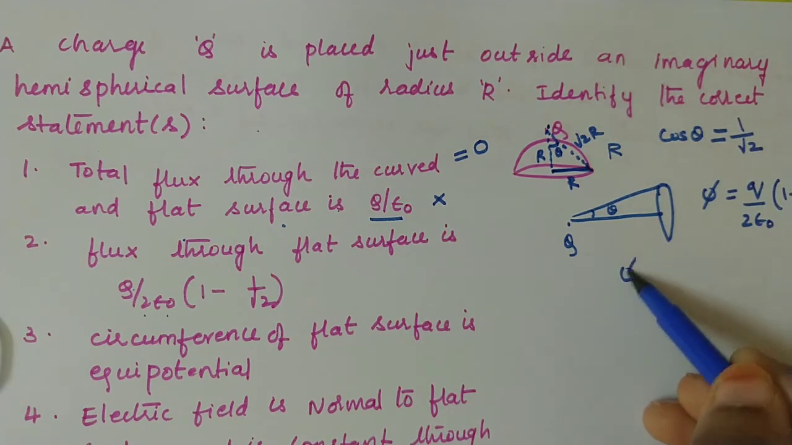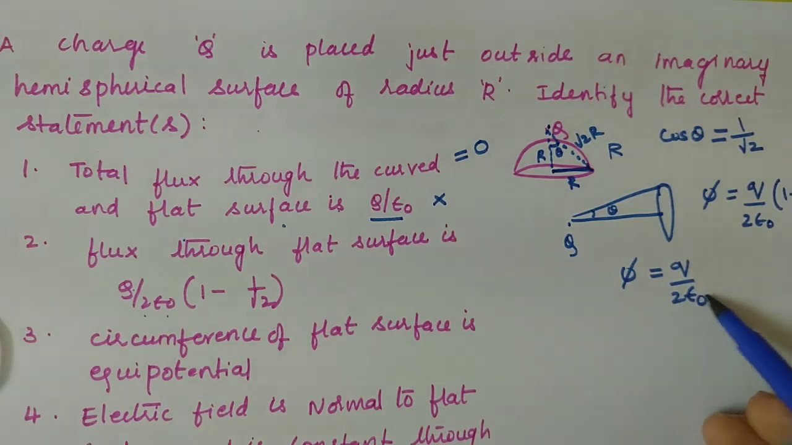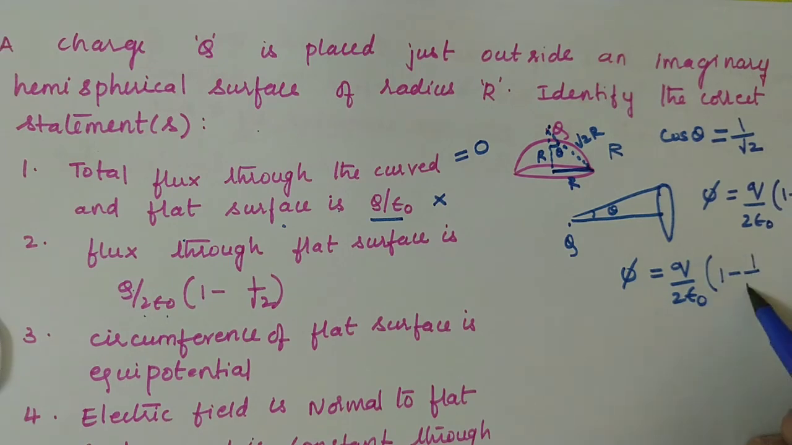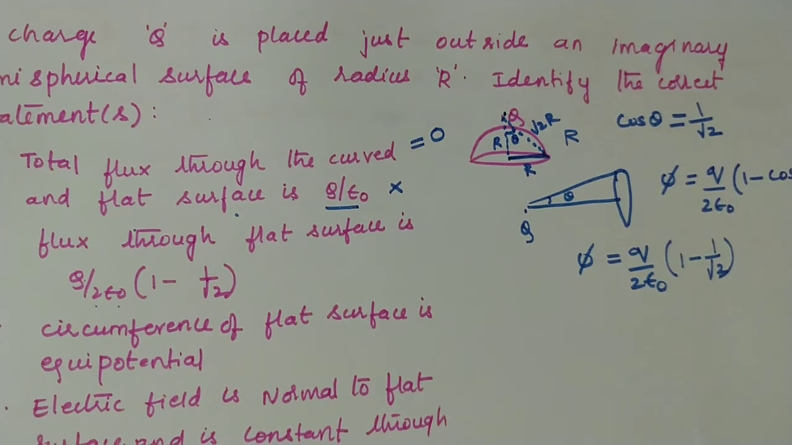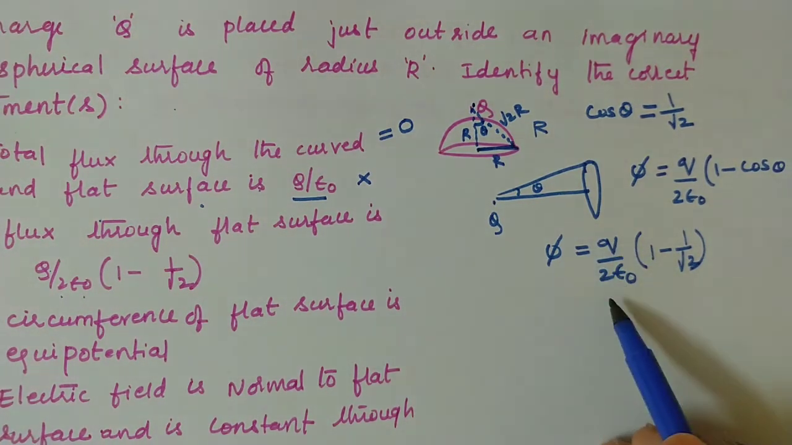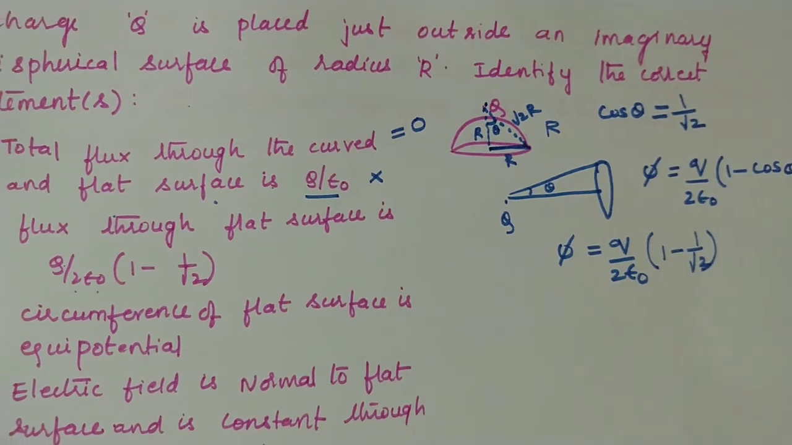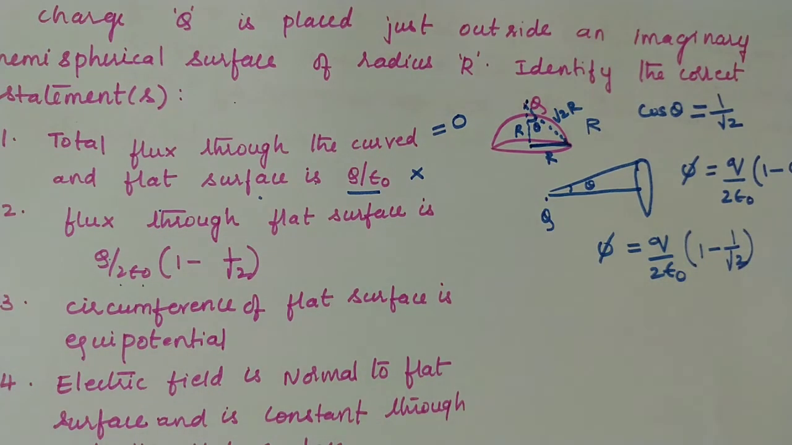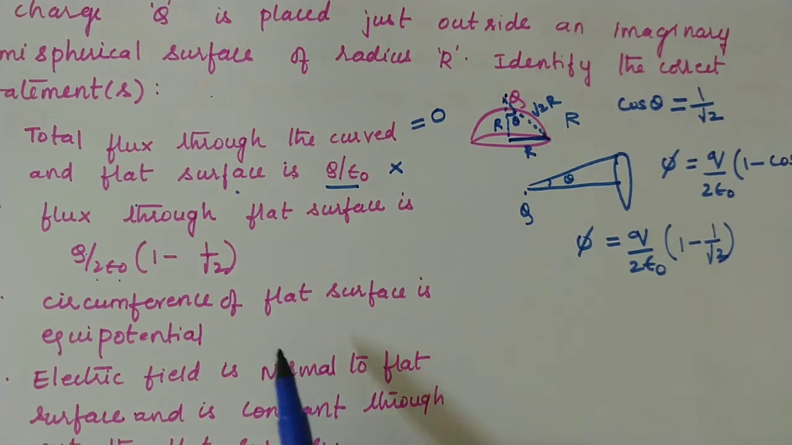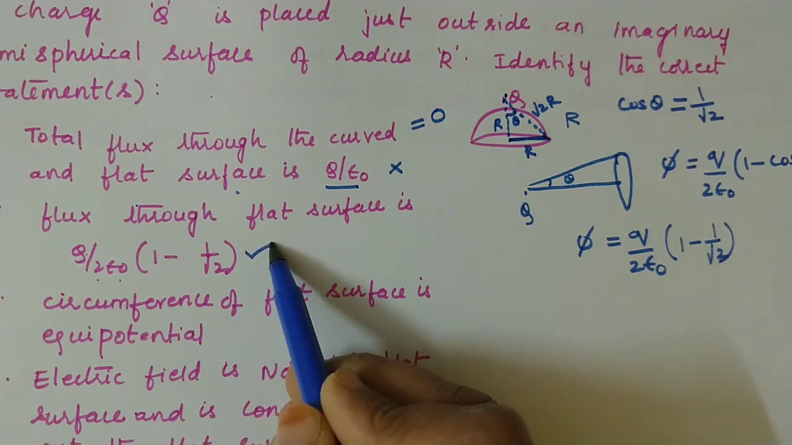When you substitute, flux through the flat surface would be q by 2 epsilon naught into 1 minus 1 by root 2. I repeat, this was the formula that we have studied in fluxes already. Flux through the flat surface is q by 2 epsilon naught into 1 minus 1 by root 2. And look at the second option. It's given already that flux through the flat surface is q by 2 epsilon naught into 1 minus 1 by root 2. So this is correct.